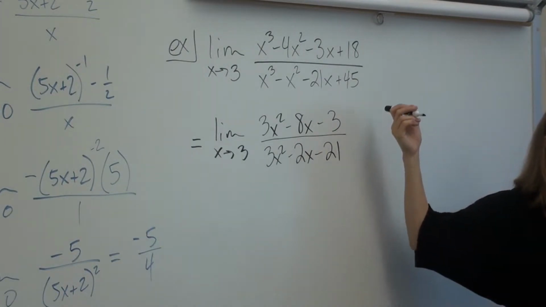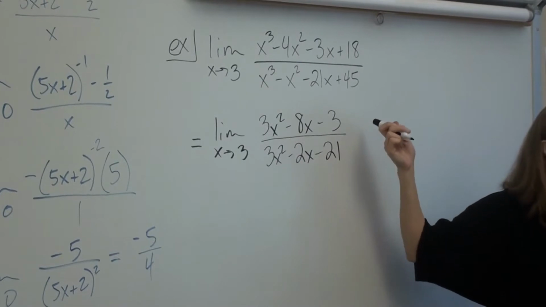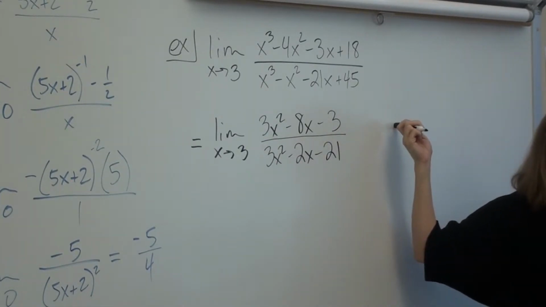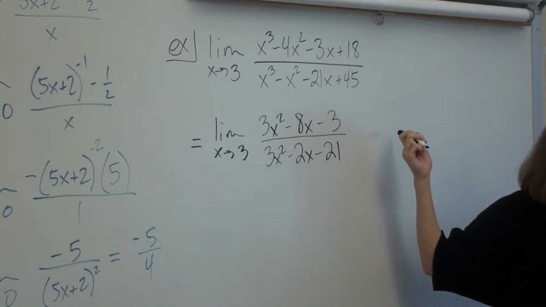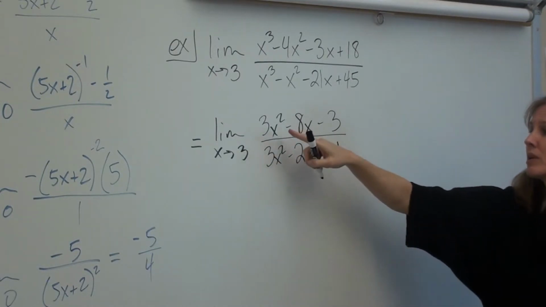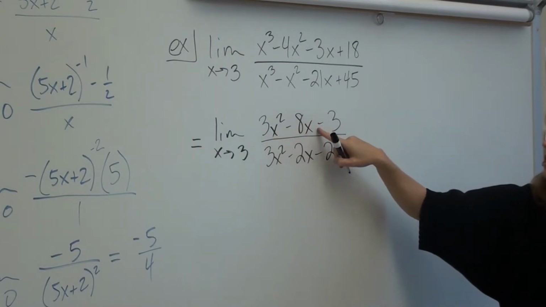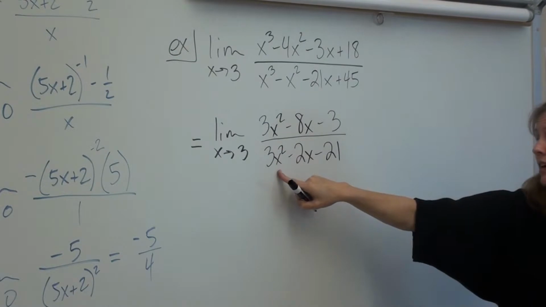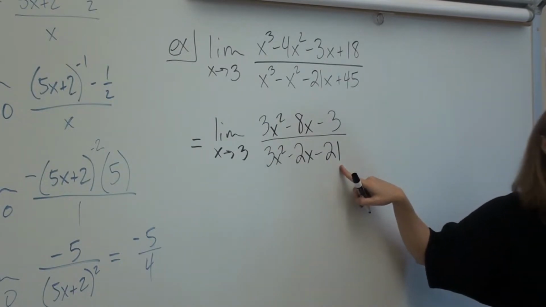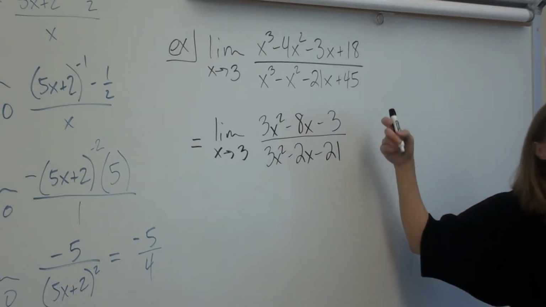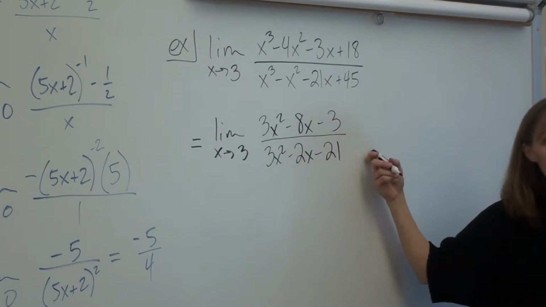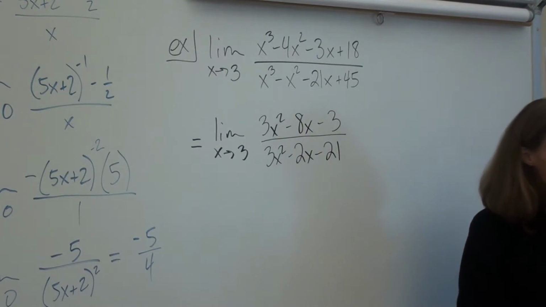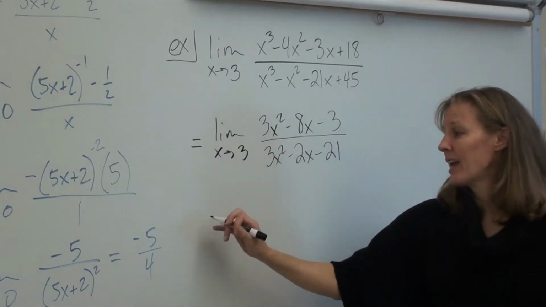Exactly. As soon as you've used L'Hopital, you have to plug in that number again. Because if you get a numeric answer, that's your limit. You have to stop, right? But if we plug in the 3 here, we get 27 minus 24 minus 3, which is 0, over 27 minus 6 minus 21, which is 0. We still have a limit that is 0 over 0. Whenever you have a limit that is 0 over 0, you can use L'Hopital. So you can L'Hopital this thing again.